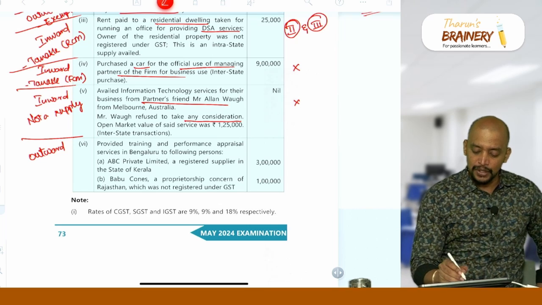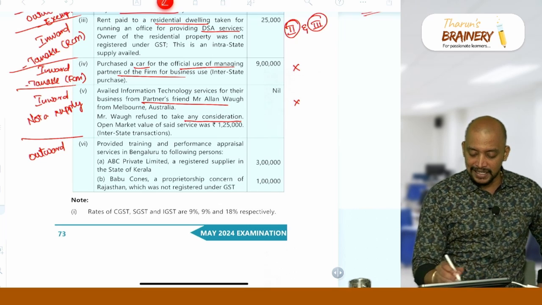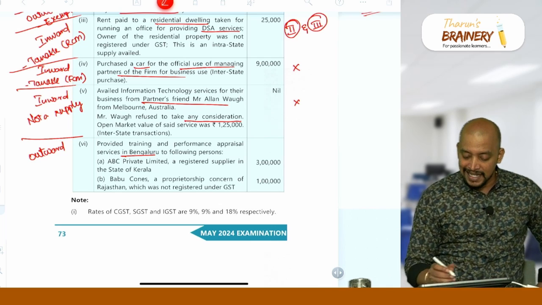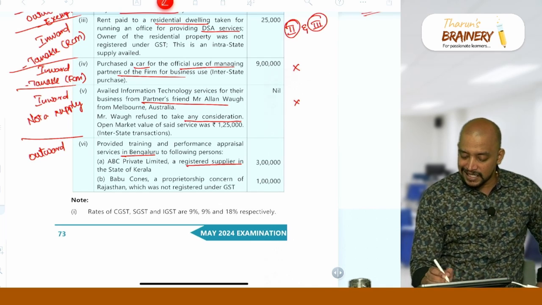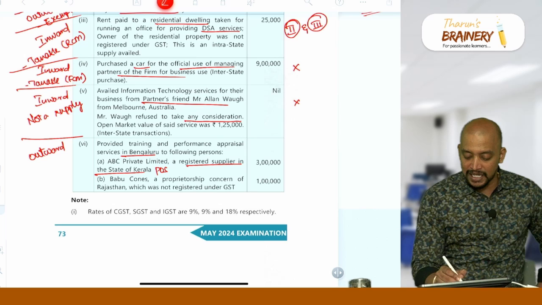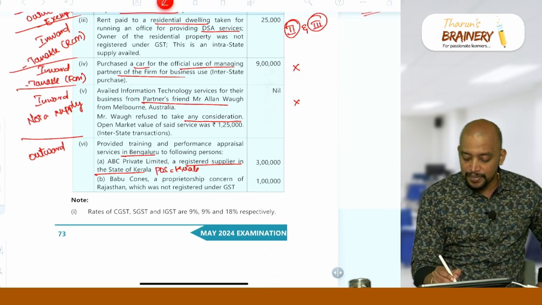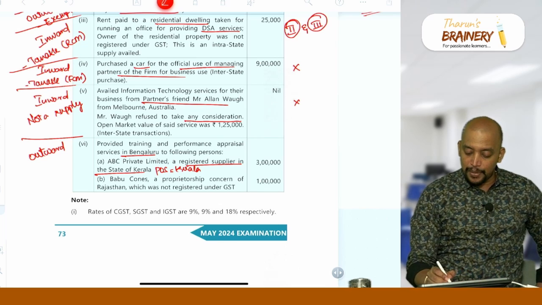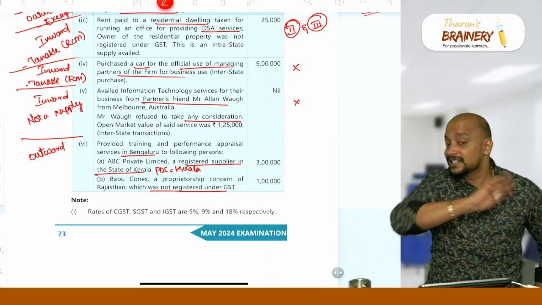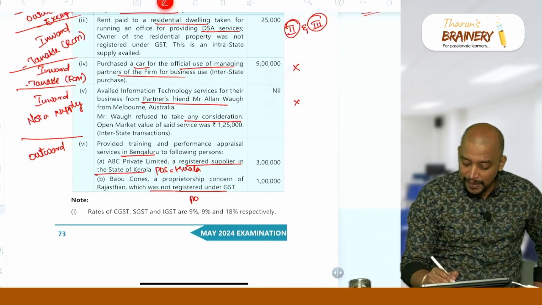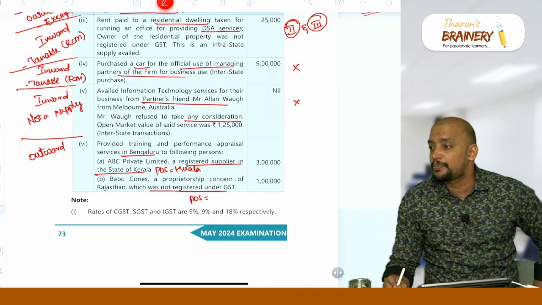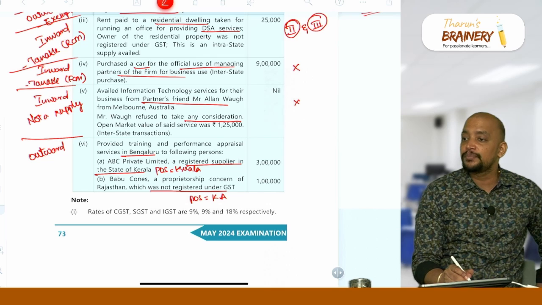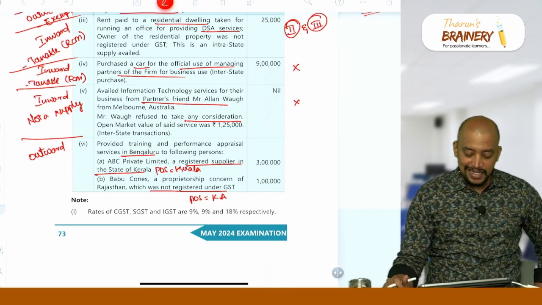performed. So provided training and performance appraisal services in Bengaluru to the following persons: ABC Private Limited, a registered supplier in the state of Kerala. What will be the place of supply? B2B means location of recipient. Babu Cons, a proprietorship concern in Rajasthan which was not registered. So B2C, what will be the place of supply? Location of performance, where they have performed it. Karnataka, Bengaluru, training in Bengaluru. So Karnataka will be taken as the place of supply.